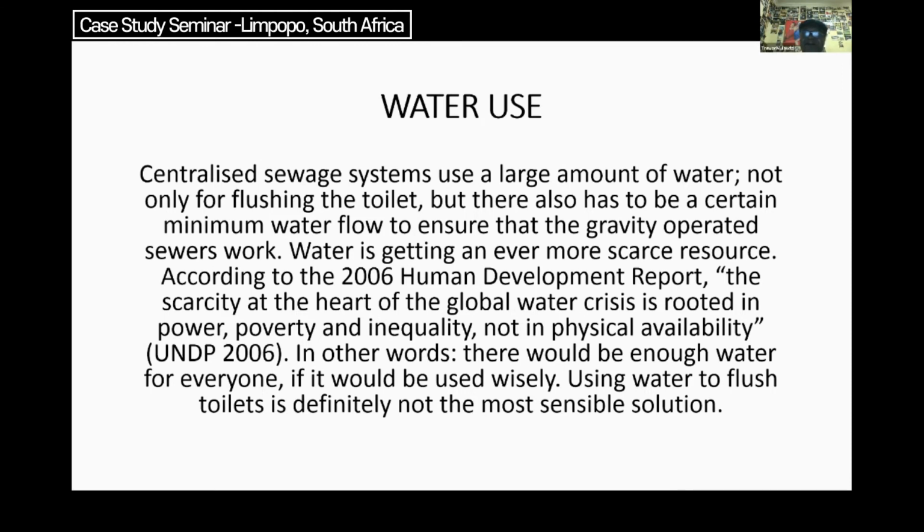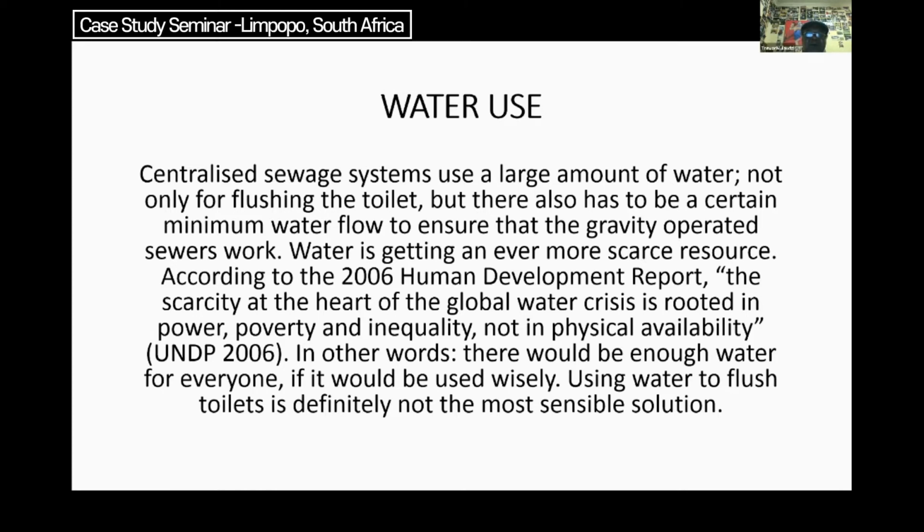The other disadvantage of centralized systems is the water use. Centralized systems use a large amount of water, not only for flushing the toilet, but there also has to be a certain minimum water flow to ensure that the gravity operated sewers work. Water is getting to be an even more scarce resource.